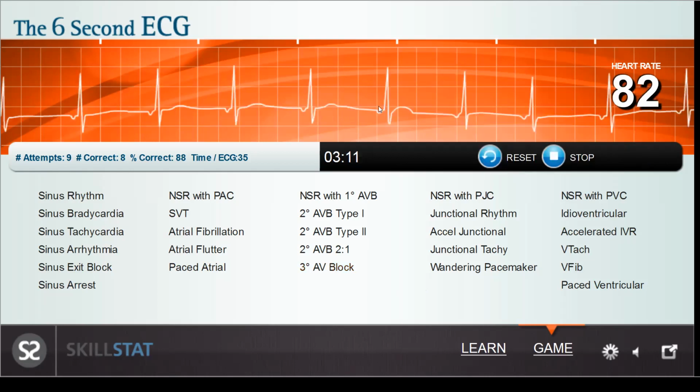Accelerated junctional, you've got upside down QRSs in front of the QRS and the heart rate's 82. So it's greater than 60. It's between 60 and 100, so that's accelerated junctional.